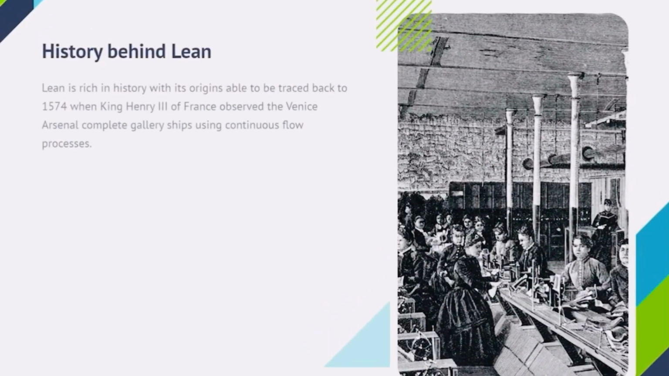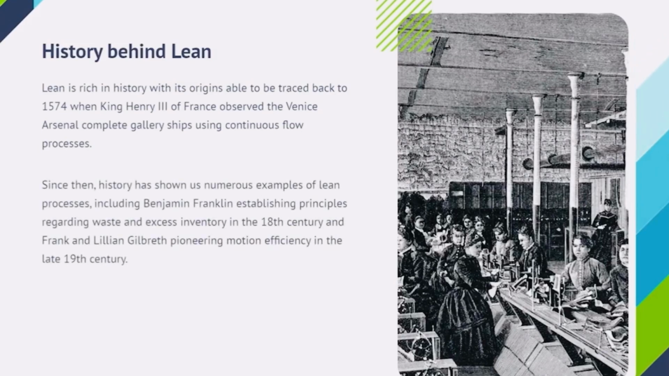History behind Lean. Lean is rich in history, with its origins able to be traced back to 1574, when King Henry III of France observed the Venice Arsenal complete gallery ships using continuous flow processes. Since then, history has shown us numerous examples of Lean processes, including Benjamin Franklin establishing principles regarding waste and excess inventory in the 18th century, and Frank and Lillian Gilbreth pioneering motion efficiency in the late 19th century.